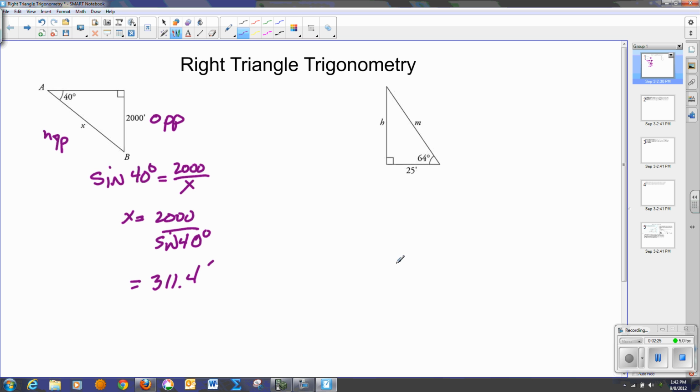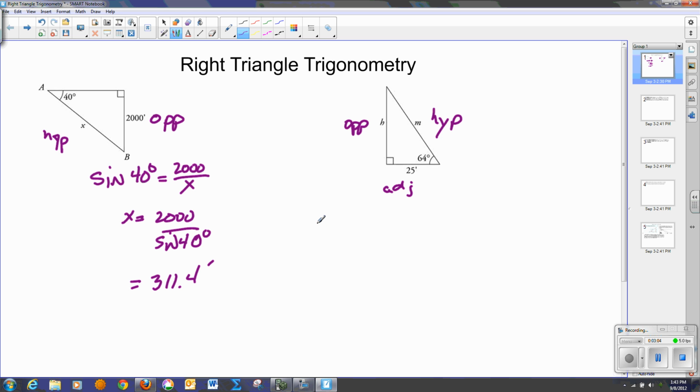Next, we'll go and find two missing sides for this triangle. I notice that I have this 25 feet and 64 degrees. 25 happens to be the adjacent side relative to that angle, and h is the opposite, and m is the hypotenuse. So I can go about this a couple of different ways. I can use a sine ratio to find my opposite, or a tangent ratio to find my opposite, and then use the Pythagorean theorem to find the hypotenuse. I can do a whole slew of things.